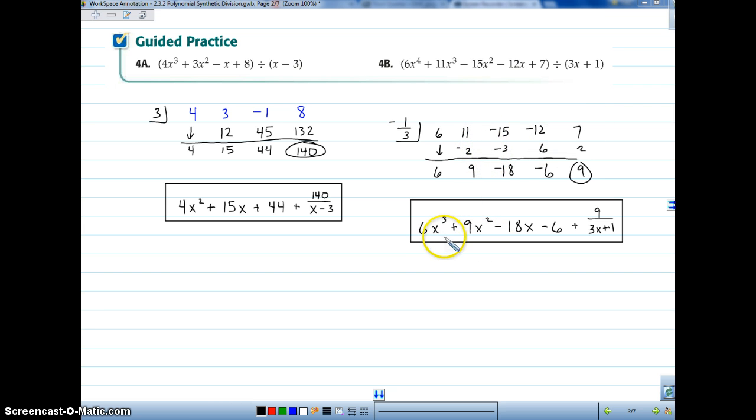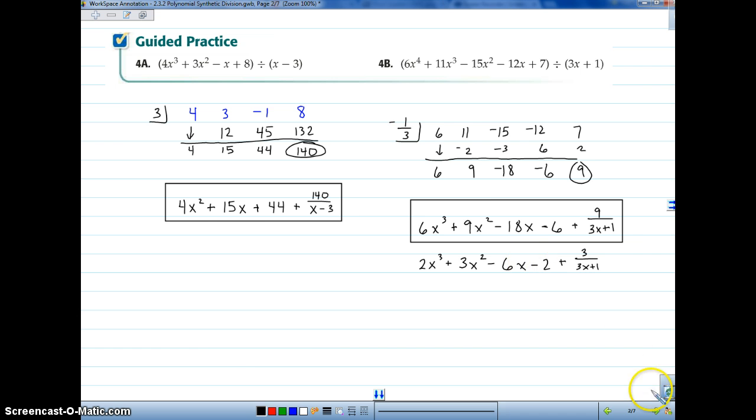You may notice in your textbook that a lot of times they like to factor out any GCFs, even though they don't say to in the problem. So they may have written their answer like this: 2x cubed plus 3x squared minus 6x minus 2 plus 3 over 3x plus 1. All they did was factor a 3 out of all of the terms.